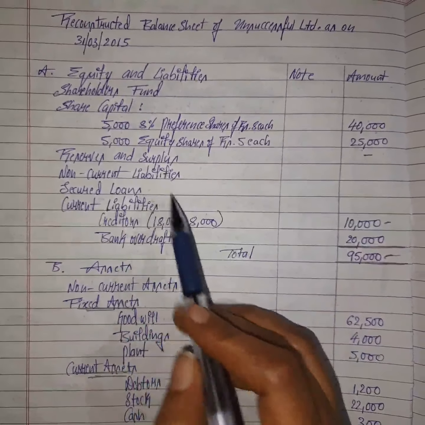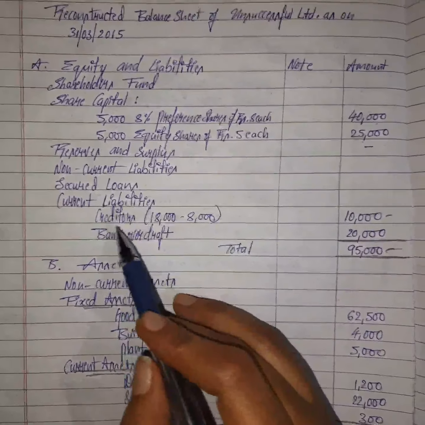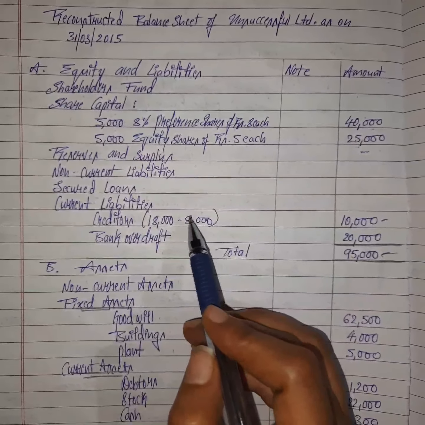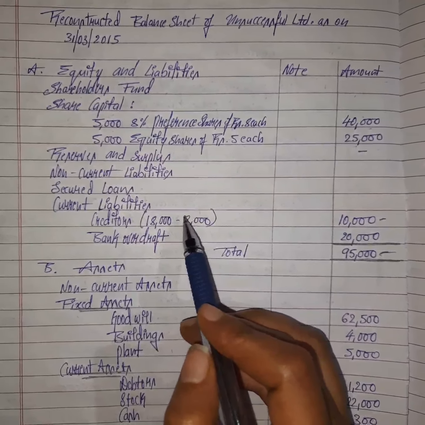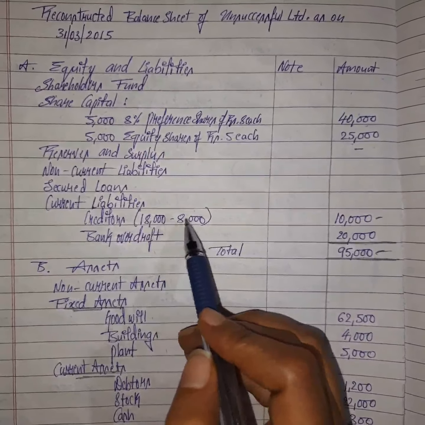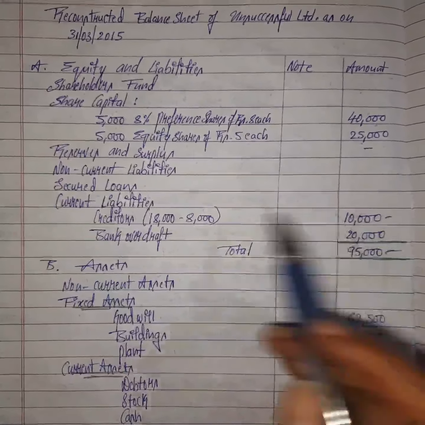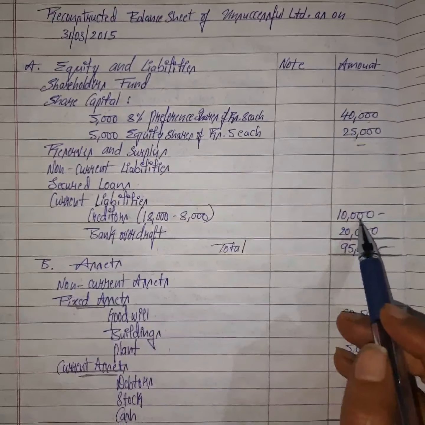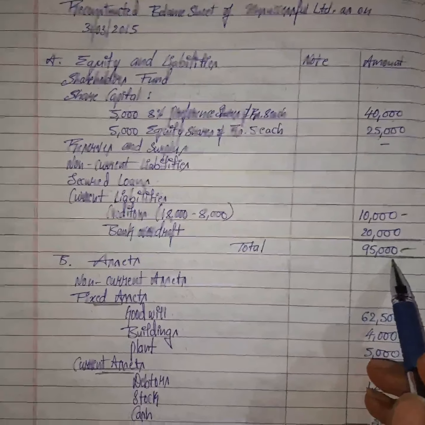Current liabilities you will be checking out in the balance sheet. Creditors, the amount is 18,000. The creditors forgo rupees 8,000. So 18,000 minus 8,000, 10,000. Bank overdraft 20,000. If you are totaling in the liability side, the total will be 95,000.